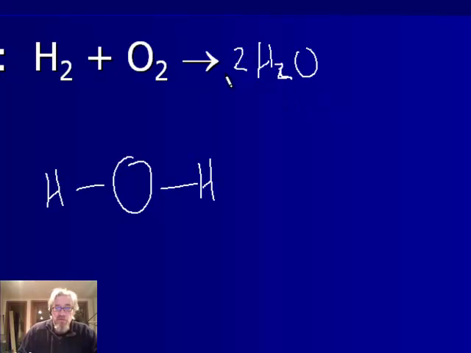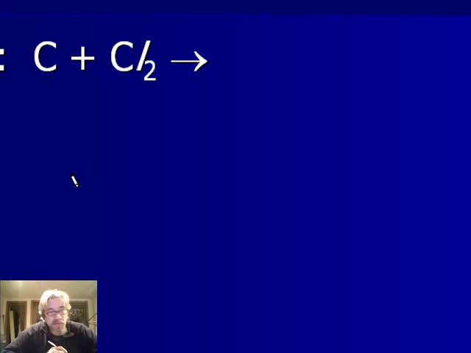It's not balanced. A 2 here and a 2 here will bring it into balance. Now in that last example, you don't have to get water. There are other possibilities when hydrogen and oxygen combine, but that's the one that's most likely. It's your best first guess.